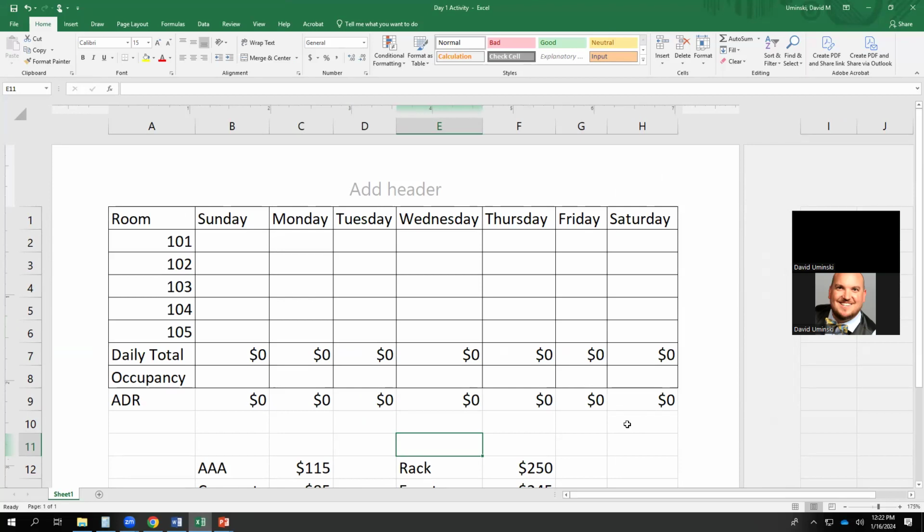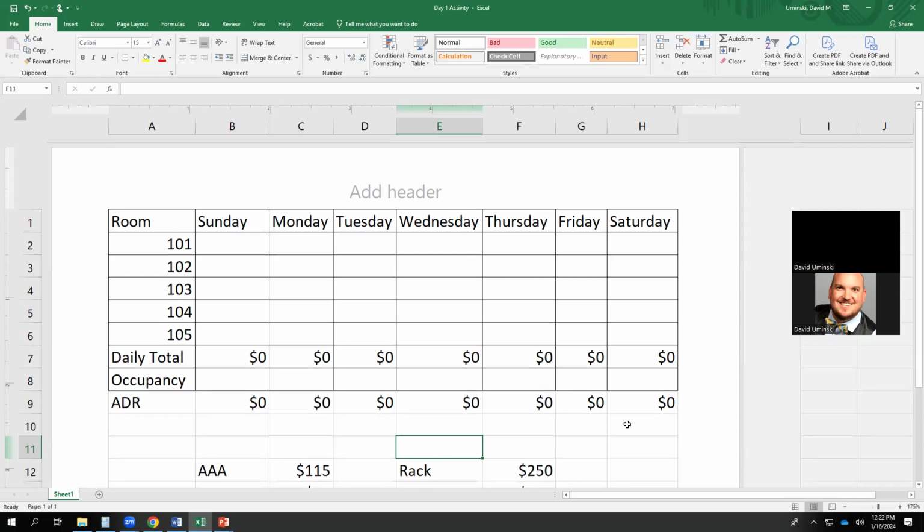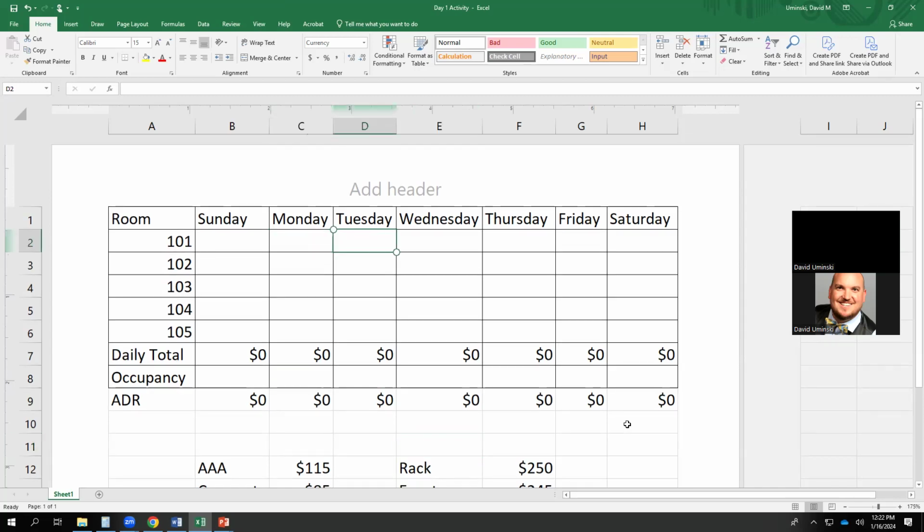We have 5 rooms in our hotel, 101 through 105. I'm going to read off some reservations. The rates are right below the table. So if I were to say, let's say AAA checking in on Monday for 3 nights, and you want to take that reservation, then you would write Monday 115, Tuesday 115, Wednesday 115, okay?